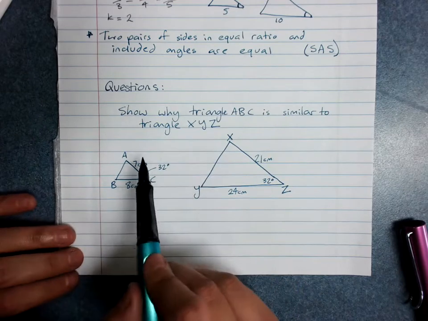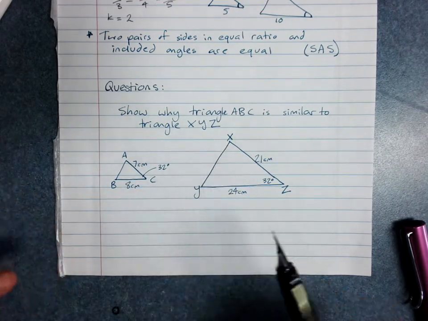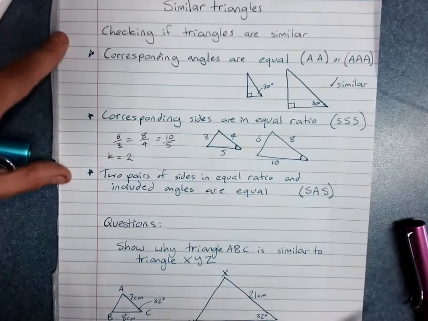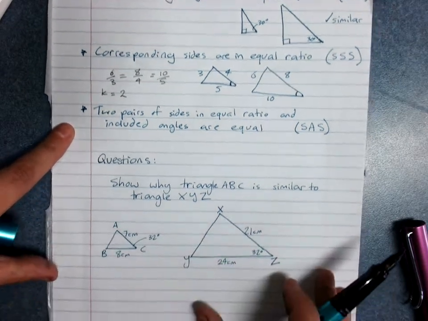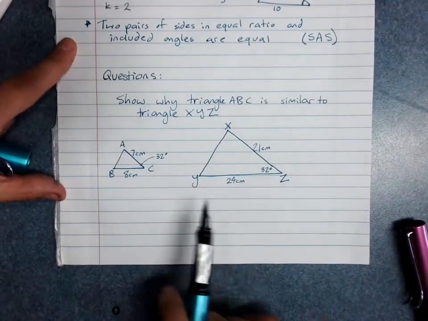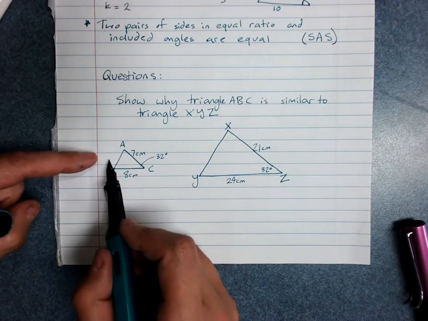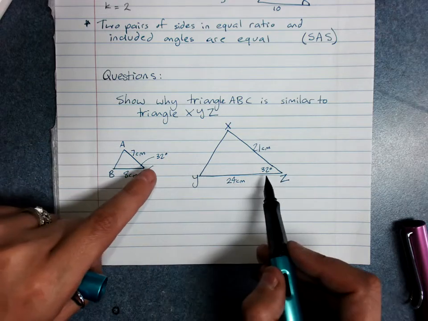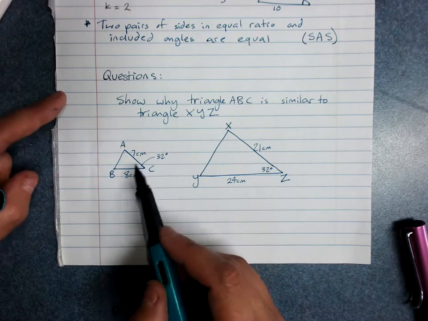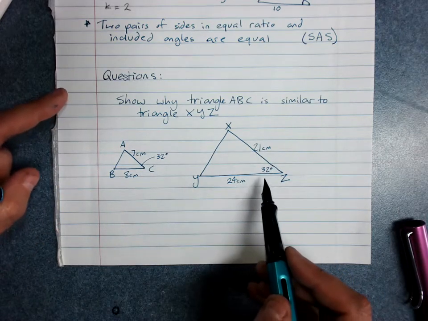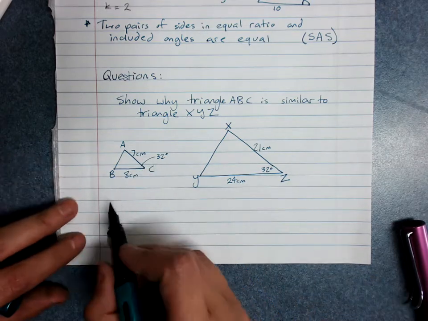Show why triangle ABC is similar to triangle XYZ. So you're checking which of these rules, angle angle, side side side, or side angle side, can be used to prove that these two are similar. We have two sides, and we don't know the third, so it can't be side, side, side. We only know one angle, so it can't be angle, angle. But we know two sides and the included angle for each of them, and we can see that the included angle is equal, so that's a pretty good start.